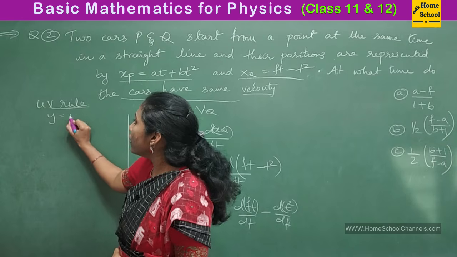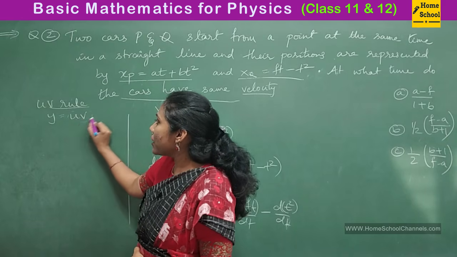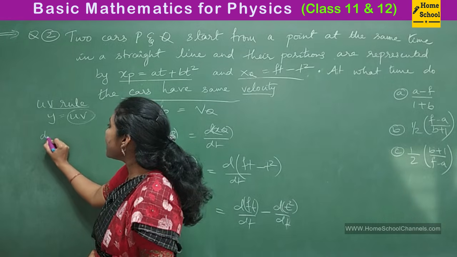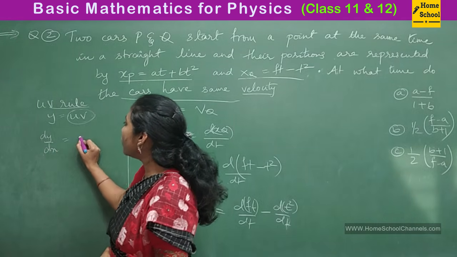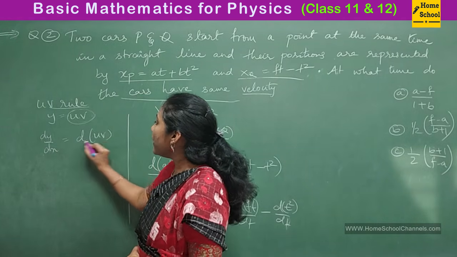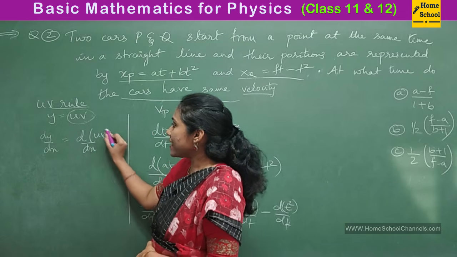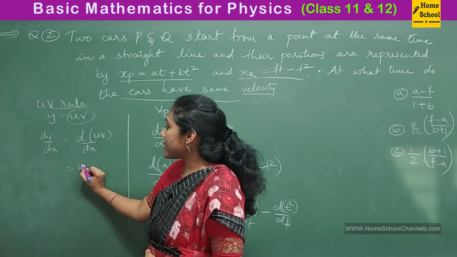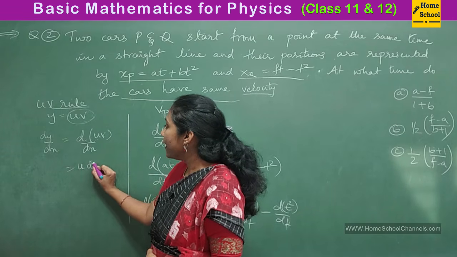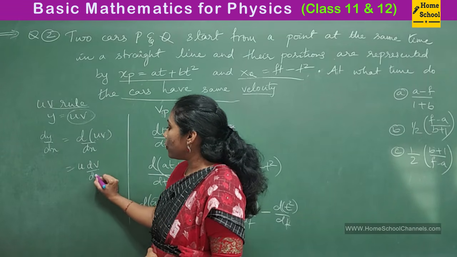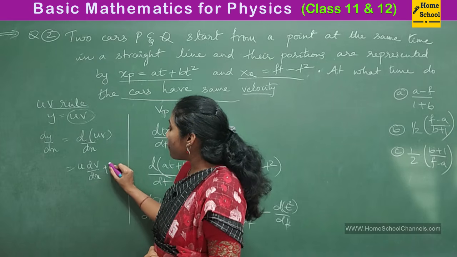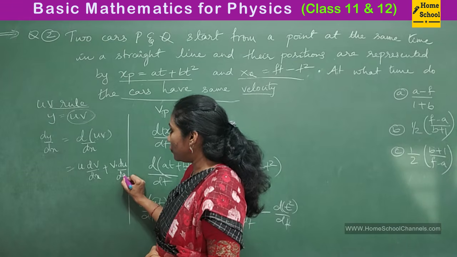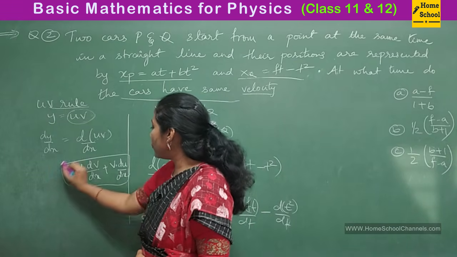If y is equal to uv, I mean when you have a multiplication of two variables, how do you differentiate? It is dy by dx is equal to d of uv by dx you have to do. So differentiation of a product is always done like this. Keep the first term, u, constant. Differentiate the second term, dv by dx, you do. Plus, next keep v constant and differentiate the first term, du by dx, you have to do. So this is the formula you have to apply in this case.